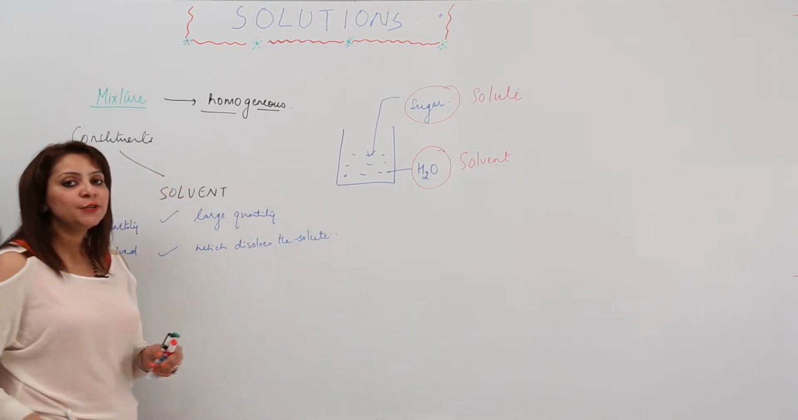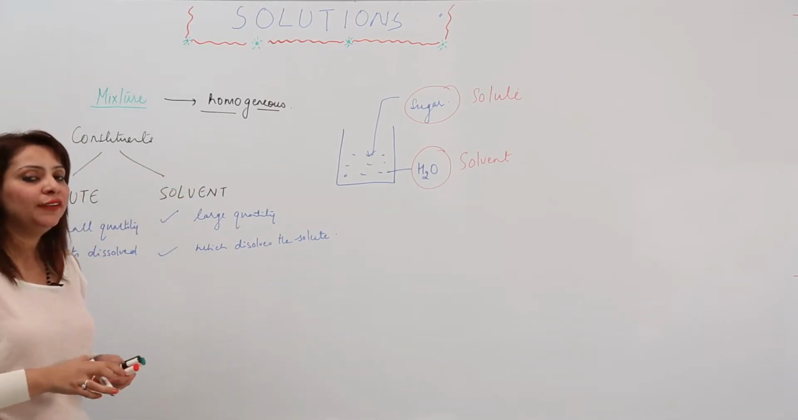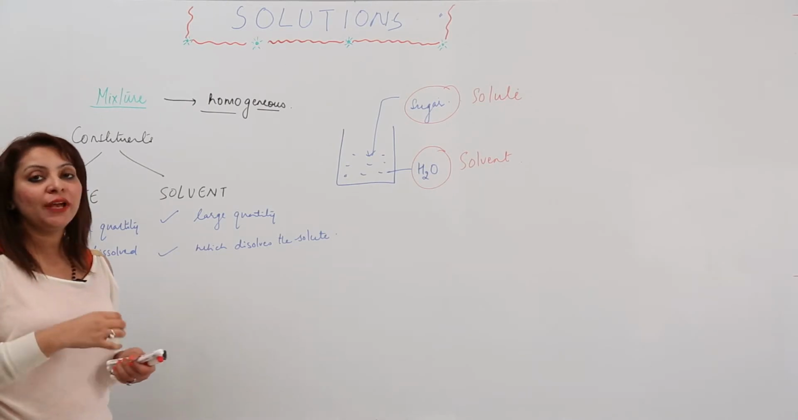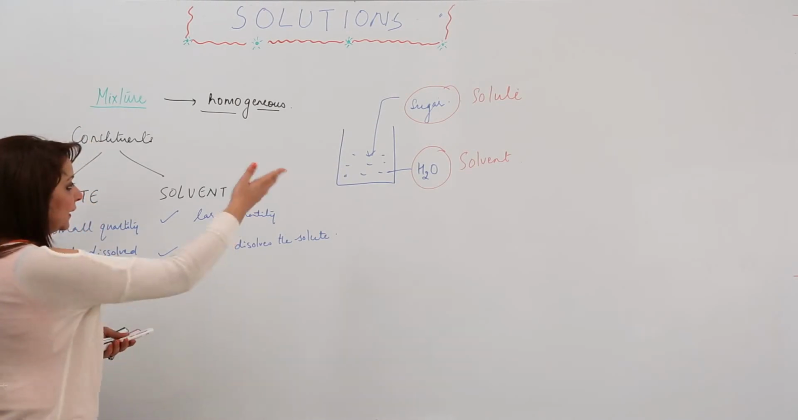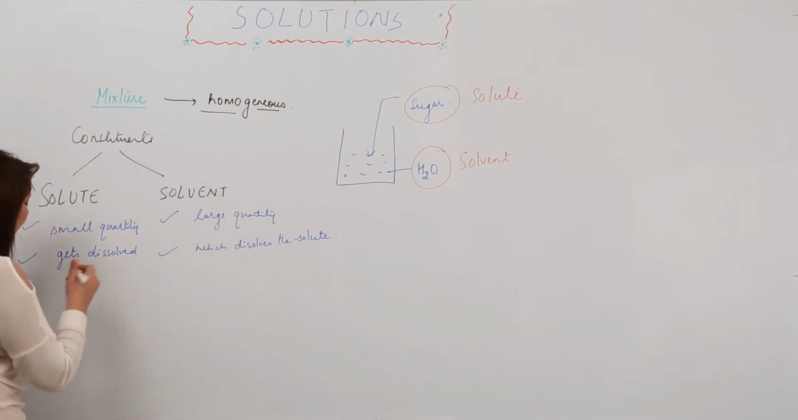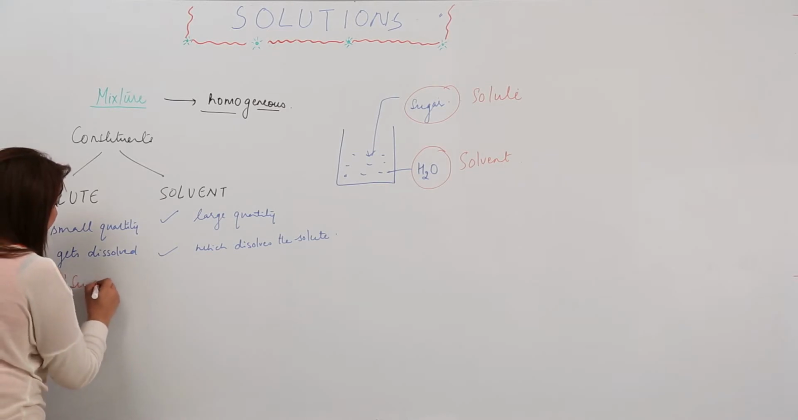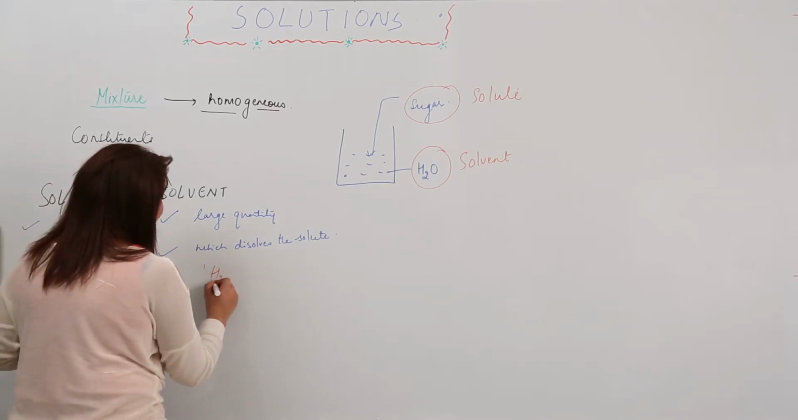So the substance which has the ability to dissolve is regarded as the solvent, and the substance which has the ability to get dissolved is called the solute. So in this case, we have sugar as the solute and water as the solvent.